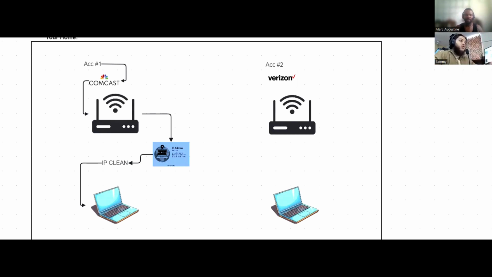Now we're going to add that clean IP address to the laptop, and from there we're going to log in or sign into our eBay account. So that is the flow. I'm going to do that again over here.